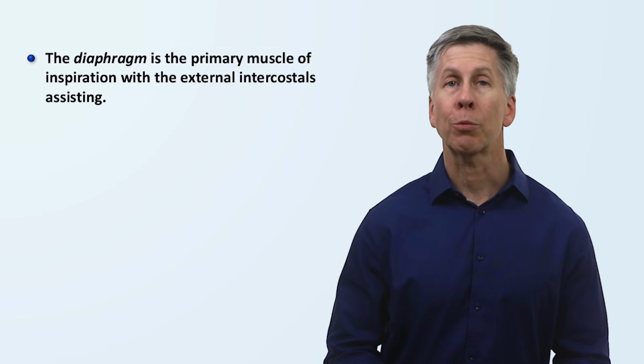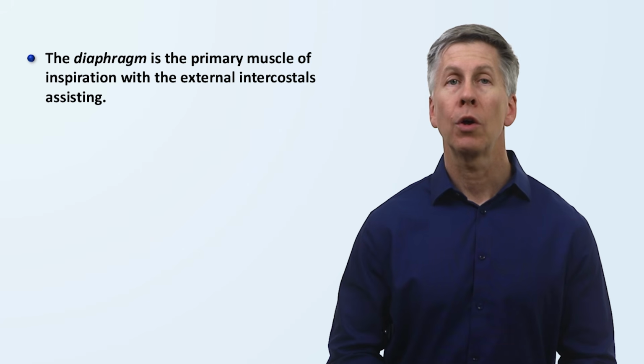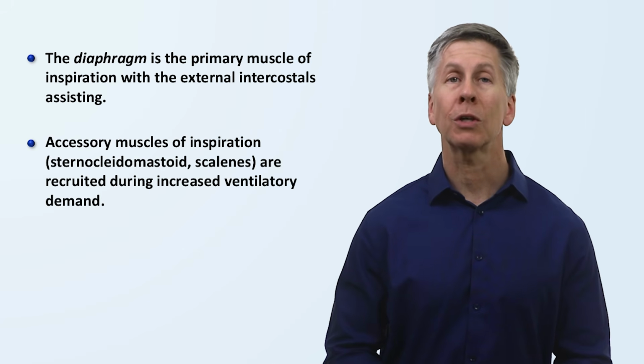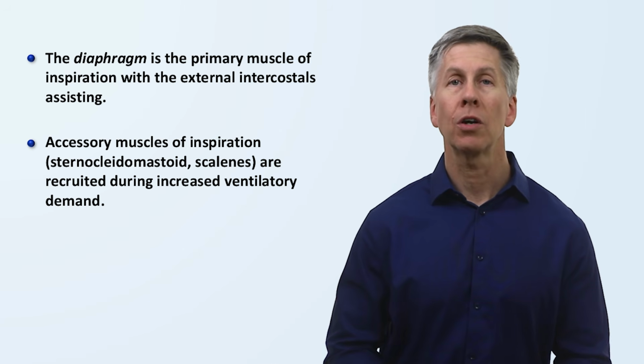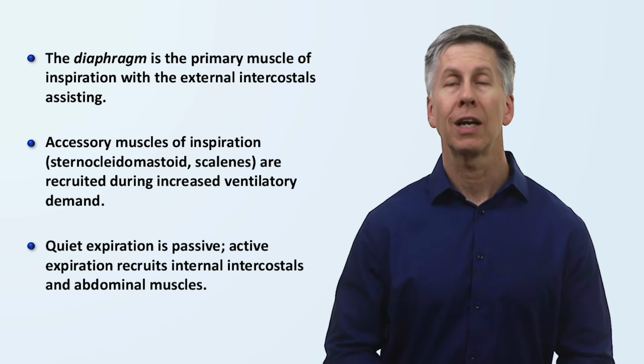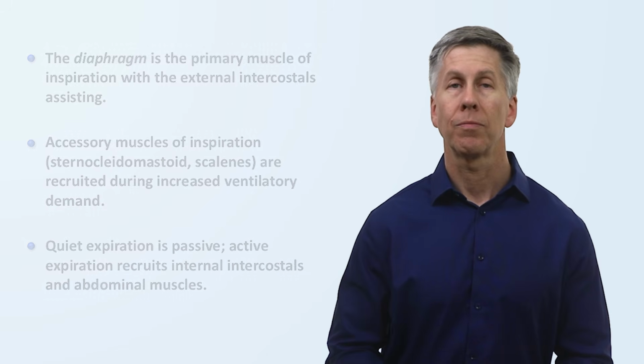The diaphragm is the primary muscle of inspiration, with the external intercostals assisting. Accessory muscles of inspiration, the sternocleidomastoid and scalenes, are recruited during increased ventilatory demand. Quiet expiration is passive, while active expiration recruits internal intercostals and abdominal muscles.